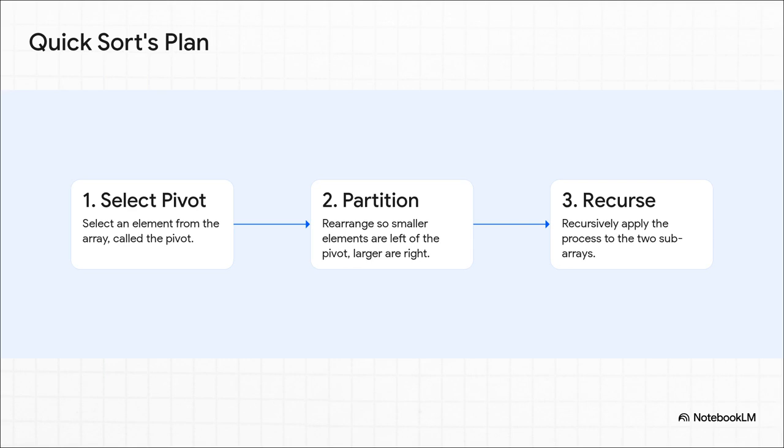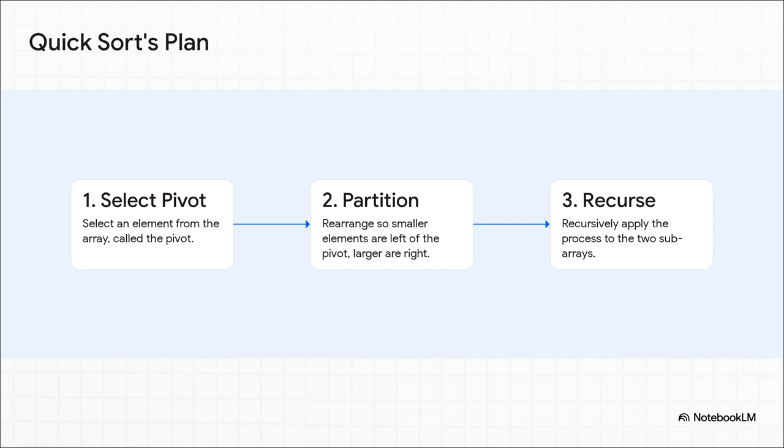So quicksort's strategy is almost the reverse of merge sort's. Remember how merge sort did all its work at the end in the combine phase? Well, quicksort does all the heavy lifting right up front. It picks a pivot, it partitions the entire array around it, and then it just recursively calls itself on the 2 smaller sections.